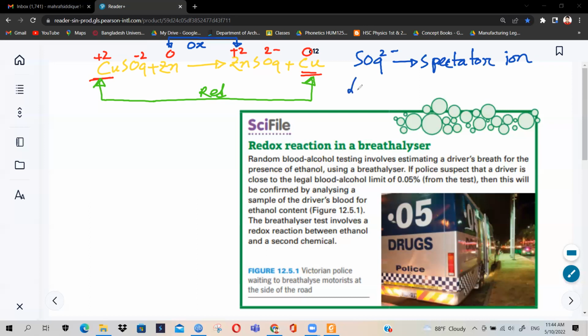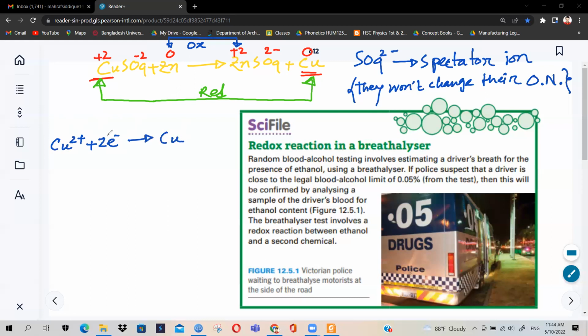They won't change their oxidation number. Okay, all right. Now let's try to form the reactions. Firstly, if we see the reduction reaction, we have copper 2+. Write down copper 2+, and then it receives 2 electrons, and then forms copper.